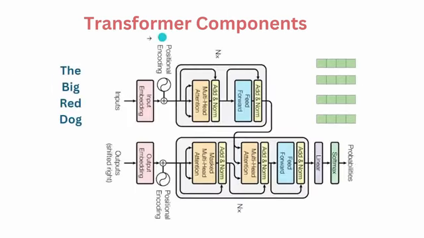So we have covered the encoder part from the input to the final output. We fed in "the big red dog", and based on that it has produced the vector. After going through input embedding, positional encoding, multi-head attention, and the feed forward neural network, this vector has been generated.